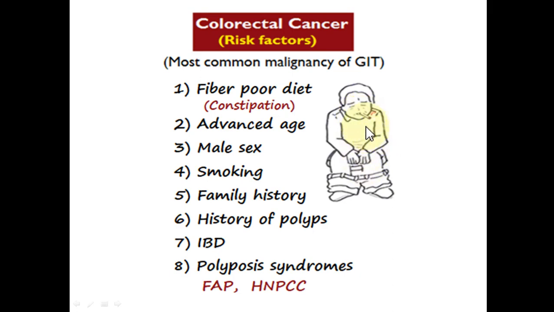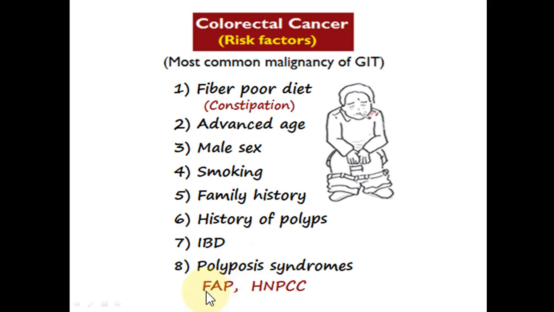So this picture of this old man smoking and constipated gives us at least 5 risk factors, and this person also has a family history of colorectal cancers. Other members of his family have also suffered colorectal cancer. In addition, persons who have a history of polyps and those who suffer from inflammatory bowel diseases like ulcerative colitis and Crohn's disease are more susceptible to develop colorectal cancers and the polyposis syndromes.